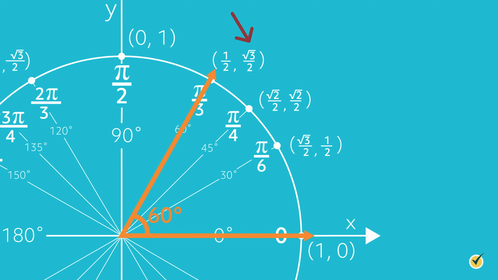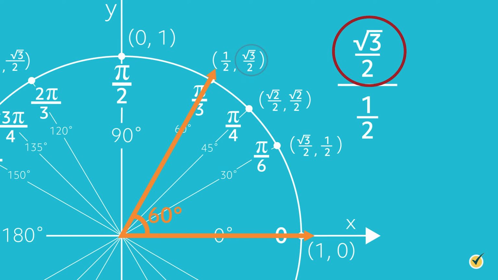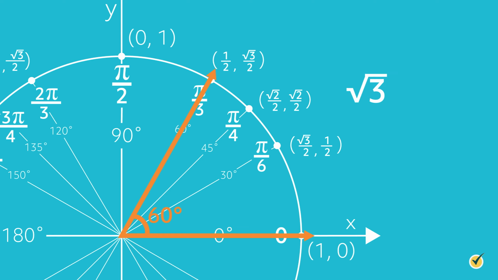If you need to find the tangent value, simply put sine over cosine, or the y-coordinate over the x-coordinate. Going back to our example of 60 degrees, the sine of 60 degrees is root 3 over 2, our y-coordinate. The cosine of 60 degrees is 1/2, our x-coordinate, and the tangent of 60 degrees is root 3 over 2 over 1/2, which simplifies to root 3.